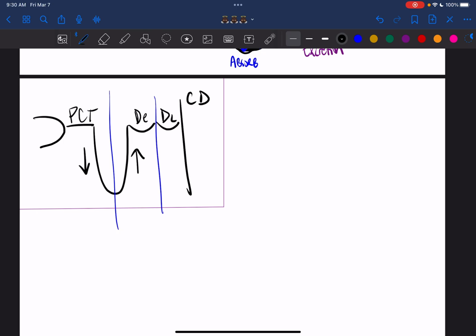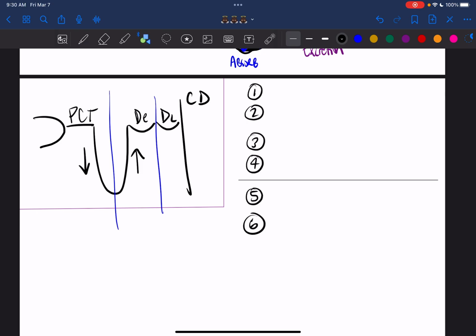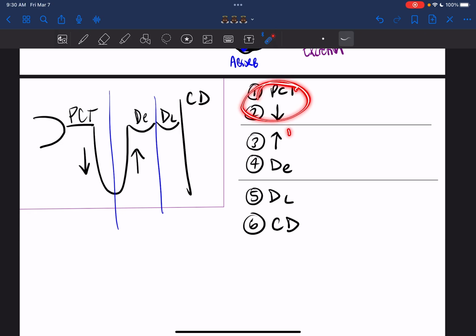What's this first part? Well, actually I'll just number them. The first part is the PCT, and the second part is the descending tubule. Third is the ascending. Fourth is the early distal. Fifth is the late distal, and then 6 is the collecting duct. Now, each of these 3 pairs has something unique about it, and that makes it really easy to remember. Also, each of these pairs has the same relationship between the 2 things in the pair.